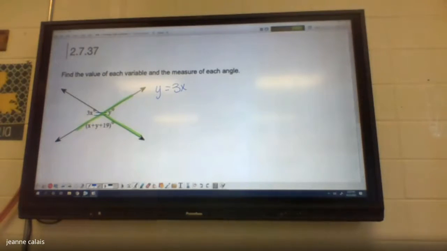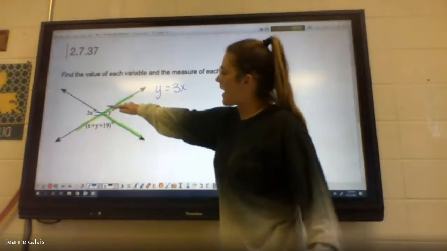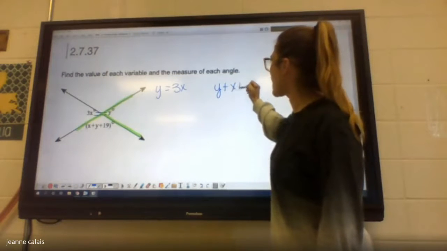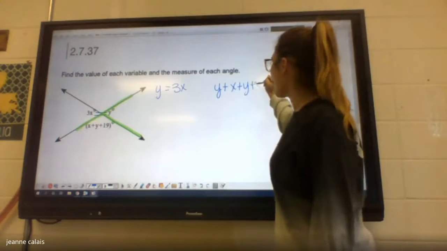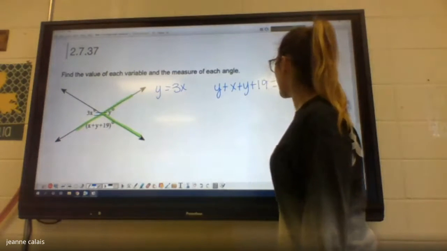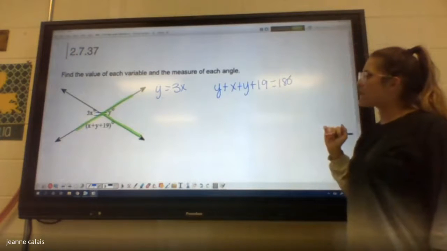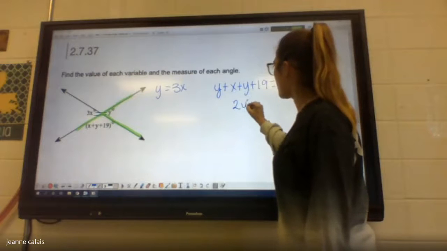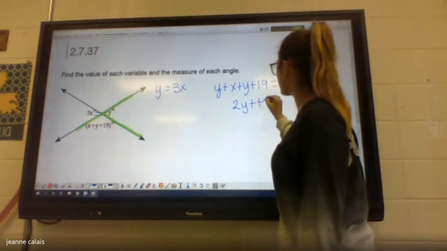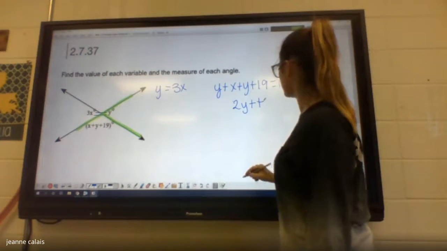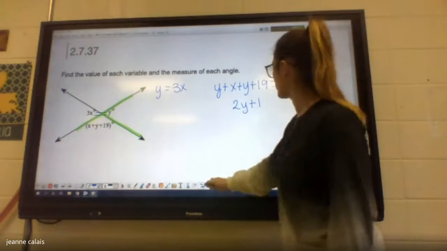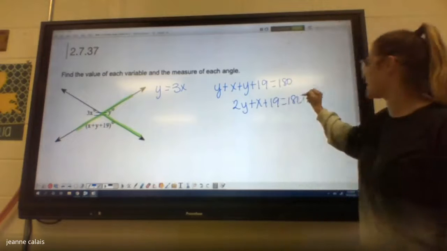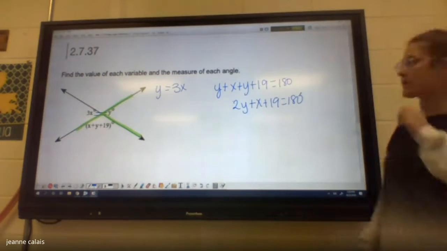So I have my supplementary angle: y plus x plus y plus 19 equals 180. And if I simplify that, I have 2y plus x plus 19 equals 180. And again, I can't do anything with that.